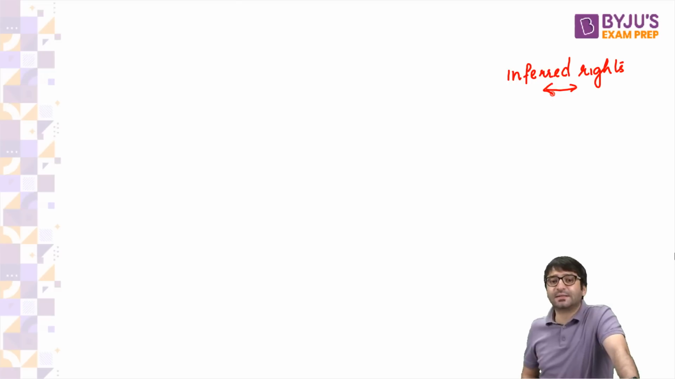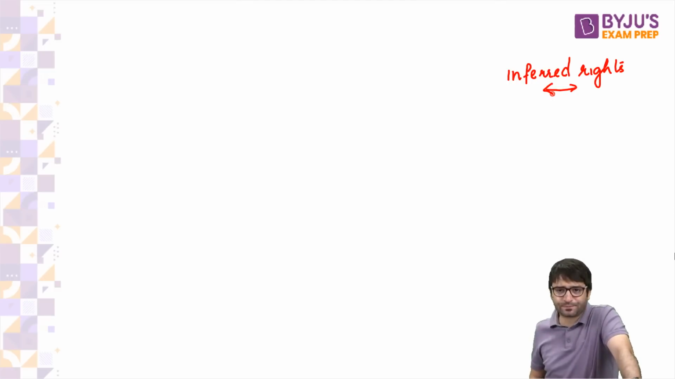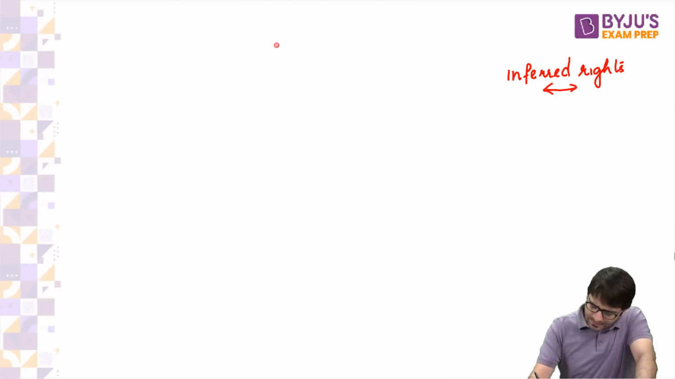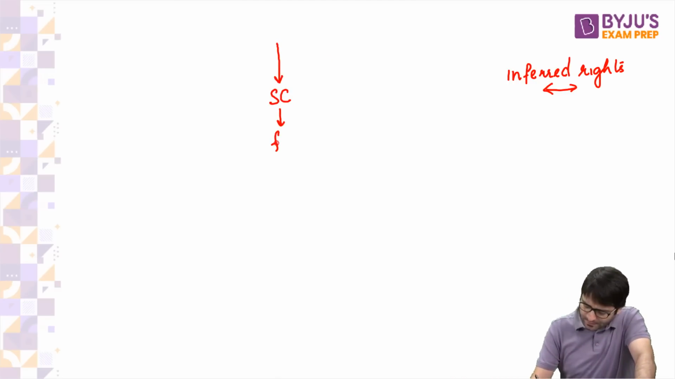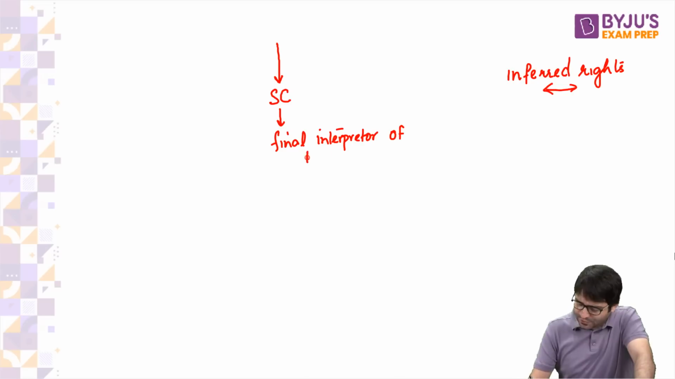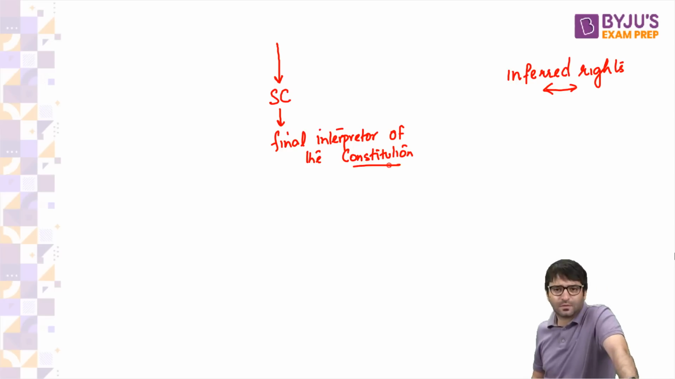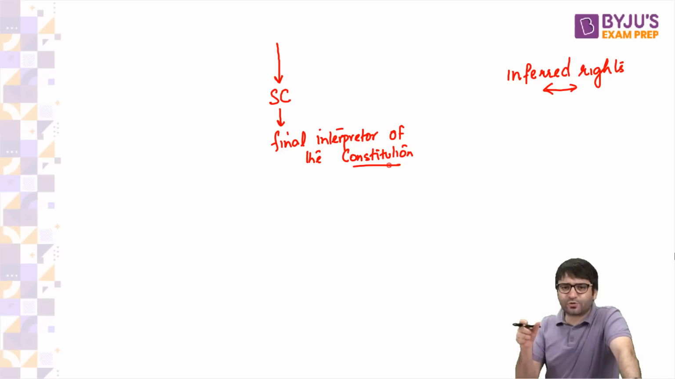Evolved fundamental right in the sense, we will come across another term known as inferred rights. And what is that inferred right? The Supreme Court is the final interpreter of the Constitution. That we all know, because what is the Constitution after all? It is how it is interpreted by the Supreme Court. Supreme Court is the final interpreter of the Constitution.